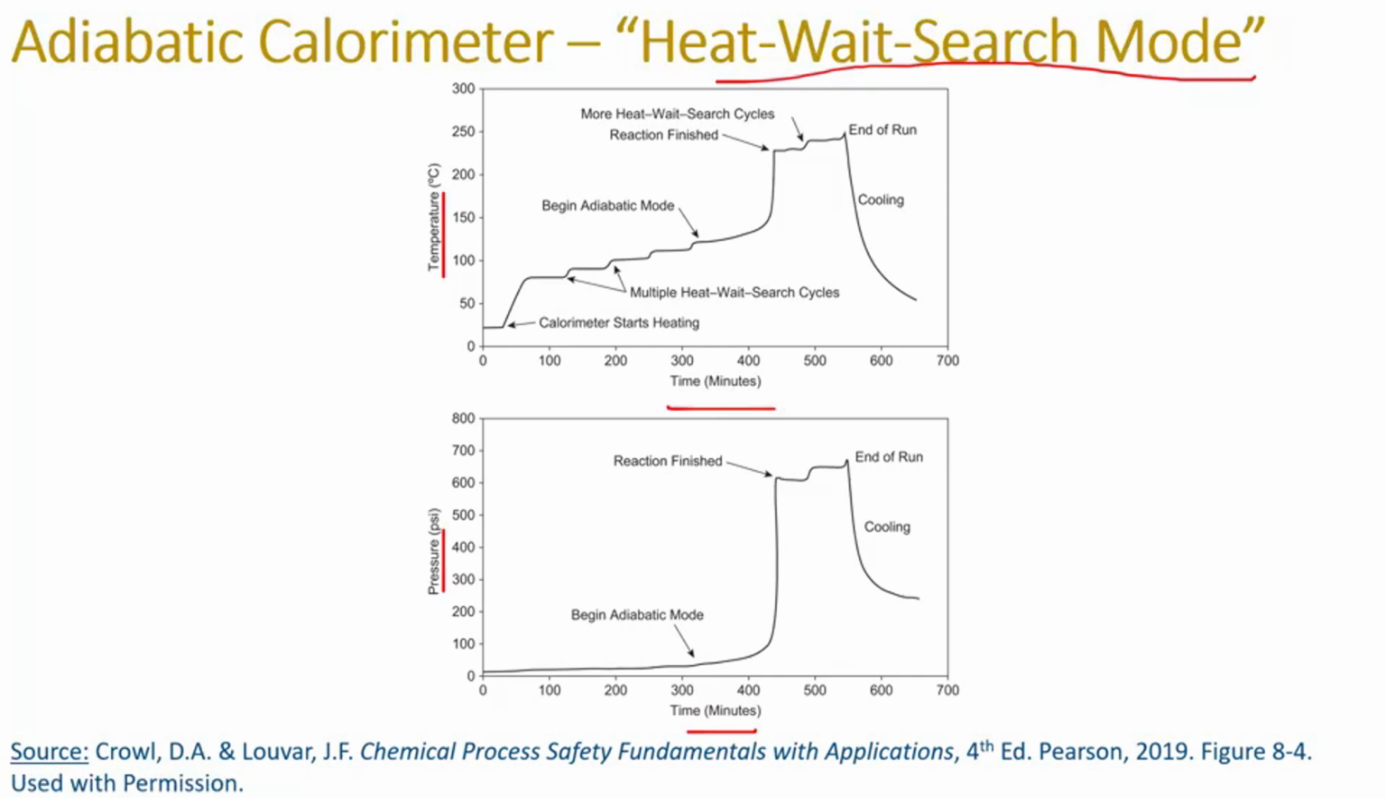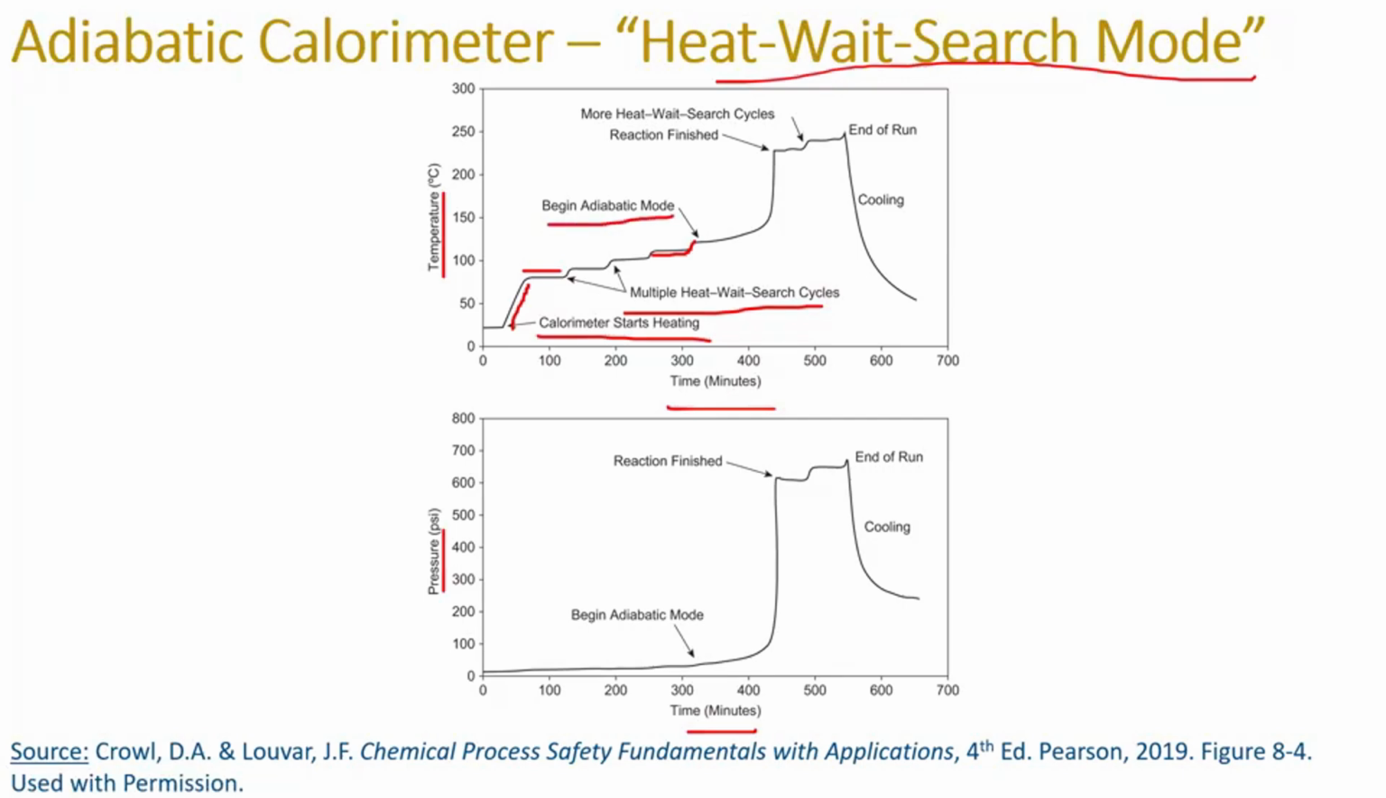For heat-wait-search mode, when the calorimeter starts heating the reaction mixture, we have heating steps to a fixed temperature, followed by waiting for a fixed amount of time. We're waiting to see if a reaction exotherm is detected. This is particularly useful if you have reactions that have long induction times. There might be, or most likely will be, multiple heat-wait-search cycles necessary until reaction self-heating is detected. So here we see, as this cycle is done, that we are detecting self-heating.